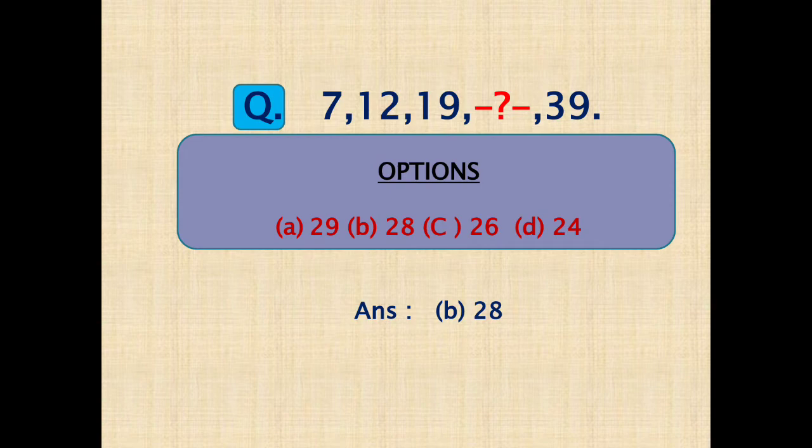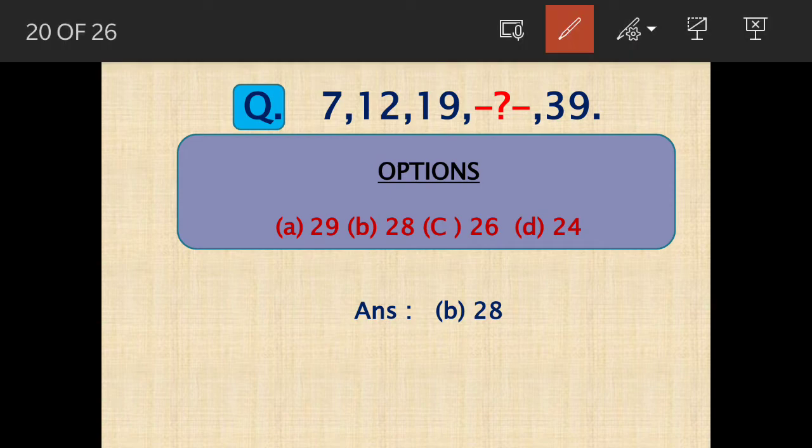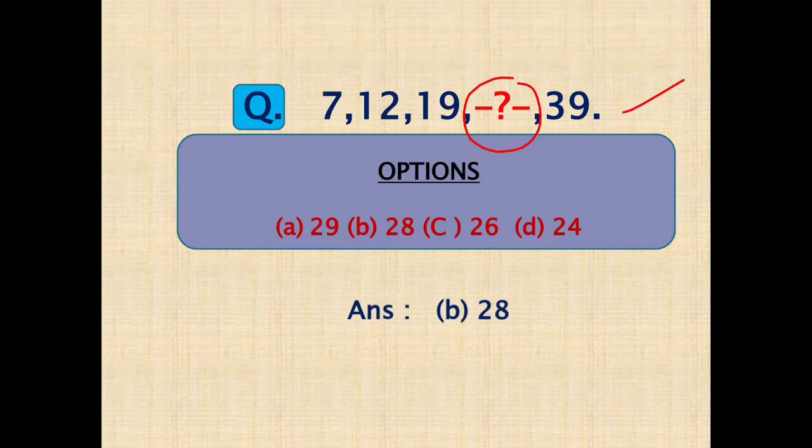7, 12, 19. Then there's a missing number here, 39. And the options are given. The answer is option B, 28. We'll see how we have arrived at this option.